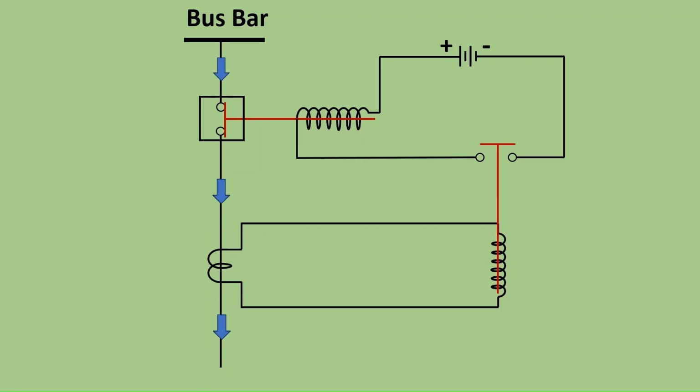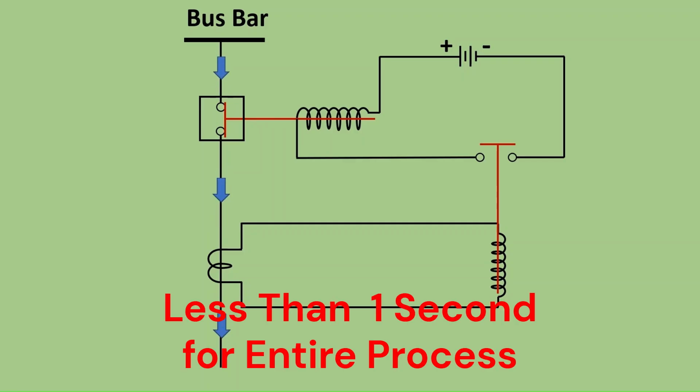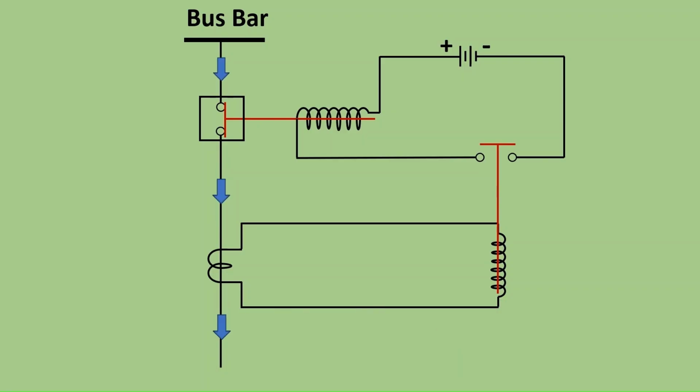From fault sensing by the CT to operation of the circuit breaker, it requires less than 1 second for operation of the whole process. This is about the entire process of the trip circuit of a circuit breaker.